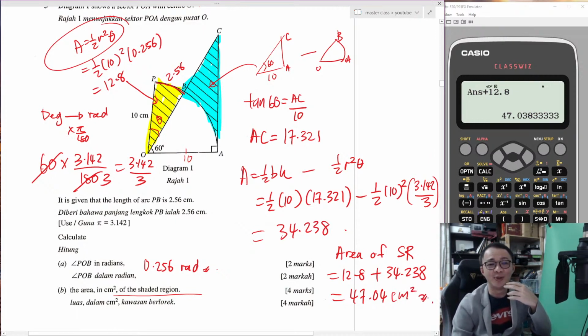How to download the emulator? You can just go to the Casio website and then you need to purchase the yearly license. Yeah, you need to renew the license every year.